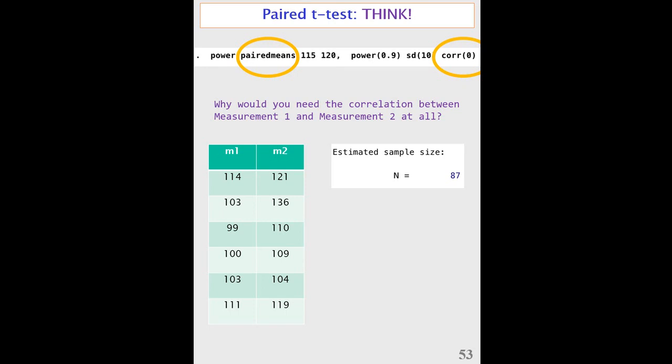Now we see here, first, if I have a correlation between these two measurements of 0, these measurements are not related at all. That is basically saying we do not have a paired test. That's basically saying we have two different groups and they are not related at all. So in that case, I get an n of 87, and my total sample size would be 87 times 2, because I have to measure 2 times for every person in the data. So that is the same as what I had before in the case where I didn't look at paired means. Now let's see what happens if my correlation goes up.